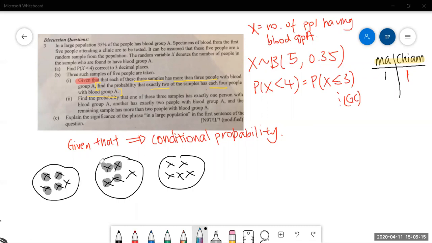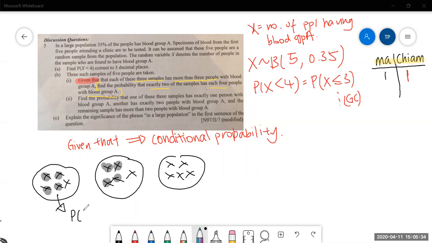Okay? Yeah, that's what they want to find. So how do we find that? Okay, we have to draw a... Why is this put in B part 1? So basically, what we want to try to find here, when we look at one sample first.